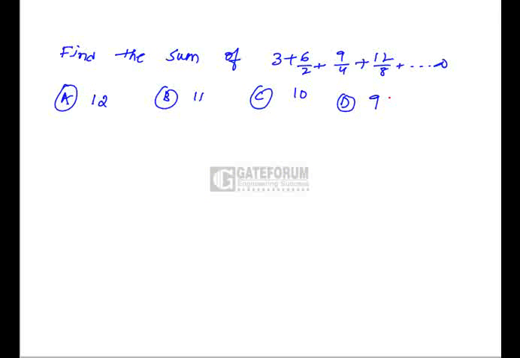Find the sum of the series 3 plus 6 by 2 plus 9 by 4 plus 12 by 8 and so on. The given series is 3 plus 6 by 2 plus 9 by 4 plus 12 by 8 and so on up to infinity. Let us take this series as some S.